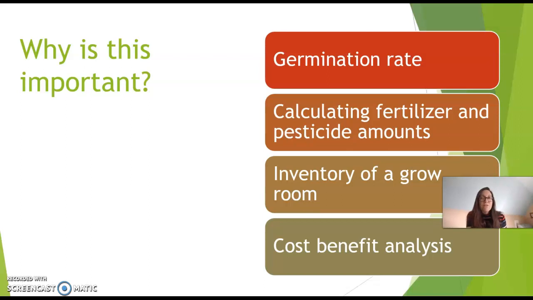Math is important for farming and growing cannabis because farmers need to calculate things like germination rate. They need to be able to determine how much fertilizer and pesticides to use. Inventory of farm equipment, grow room equipment, and even plants in a grow room will require some basic math skills. And a cost-benefit analysis of a growing operation is always important so that a grower can understand how much money they're making based on the inputs they're putting in.